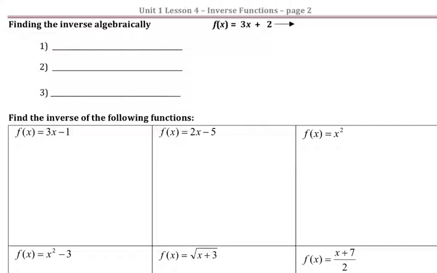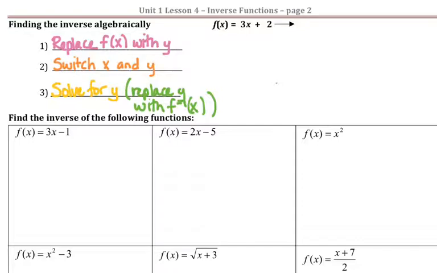To find the inverse algebraically, we've got a few steps. The first thing we're going to do is replace f of x with a y. So I'm going to do this in this example over here. So I've got y equals 3x plus 2. The second thing we're going to do is switch our x and our y. So I'll take my x that's here and put it where the y is. I'll take my y that's here and put it where the x is. So we just switch places on those.